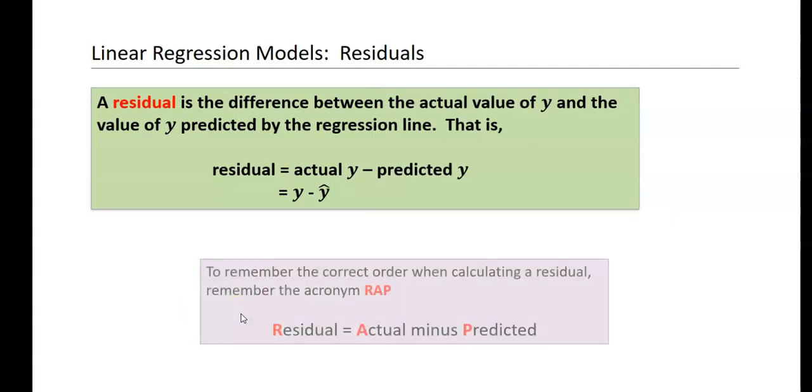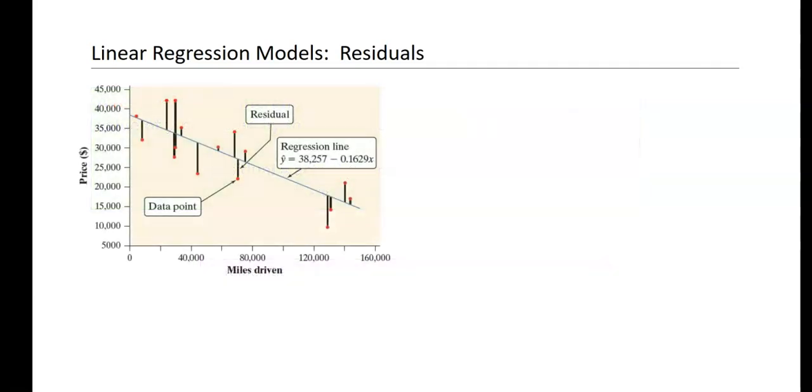Okay, so there's a way to remember this formula, and you do need to remember it because it's not on the formula sheet. It's RAP. So residual equals actual minus predicted value there. So it's just a pretty simple formula, but you have to remember the formula. It's not on the formula sheet, so I recommend that.